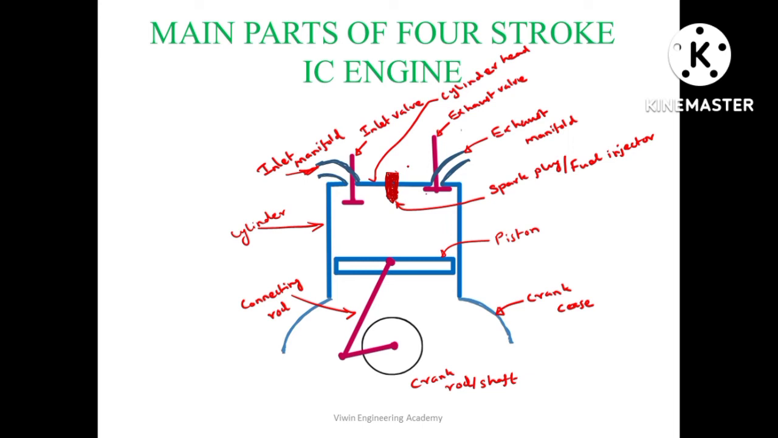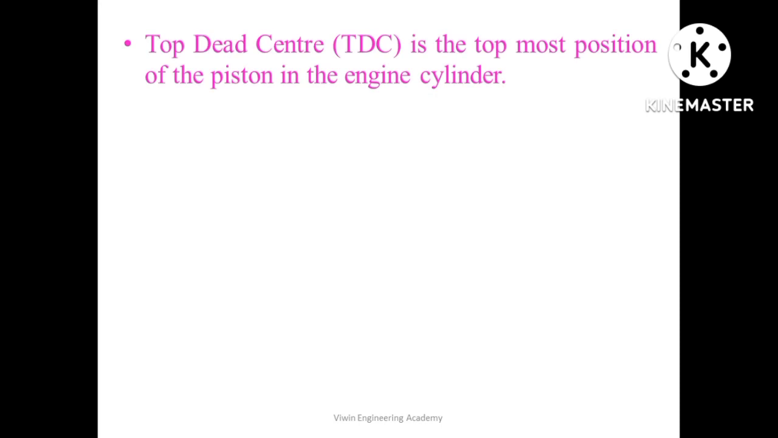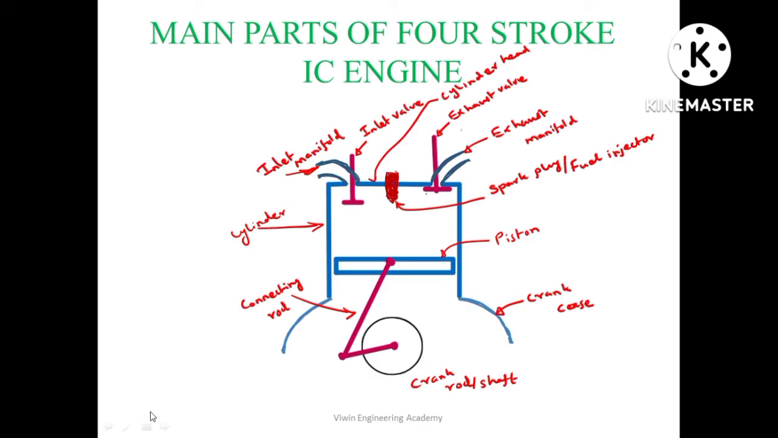Now let us see some nomenclature related to the engine. The first one is top dead center, shortly we will call it TDC. The top dead center, TDC, is the topmost position of the piston in the engine cylinder. In the diagram, the TDC is here. This portion is TDC, top dead center, beyond which the piston cannot move.